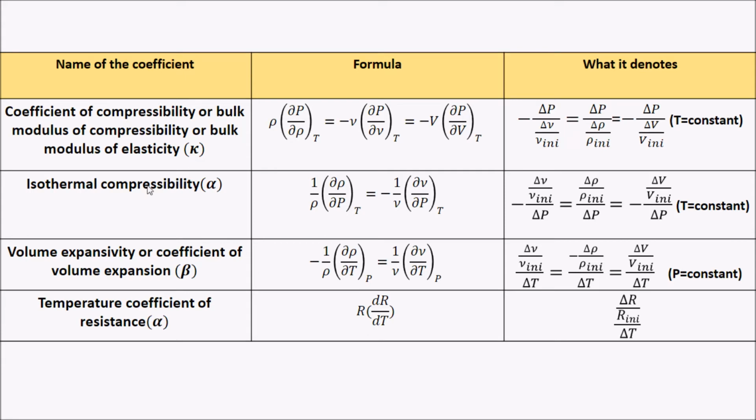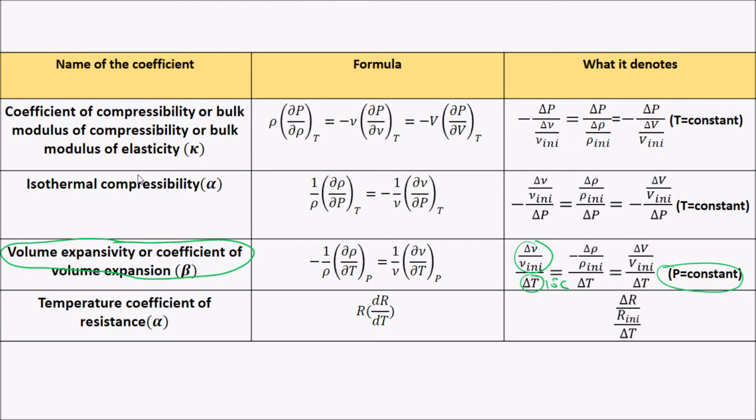And here we have some recapitulation from fluid mechanics. If you remember, we have the coefficient of compressibility, isothermal compressibility, the volume expansivity, and the temperature coefficient of resistance. But we will here talk about this one, the volume expansion coefficient, beta. It shows how volume changes per unit temperature difference. So if you have 10 degrees Celsius, how does volume change with respect to initial volume. That is the definition of the volume expansivity, but pressure is constant.